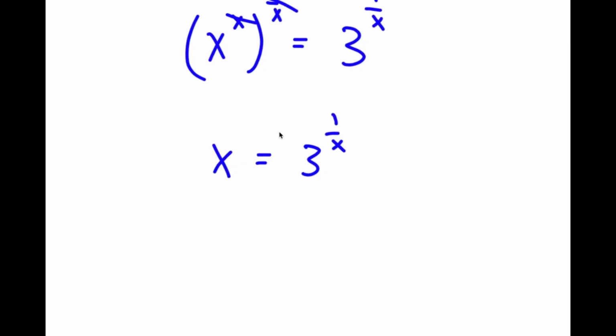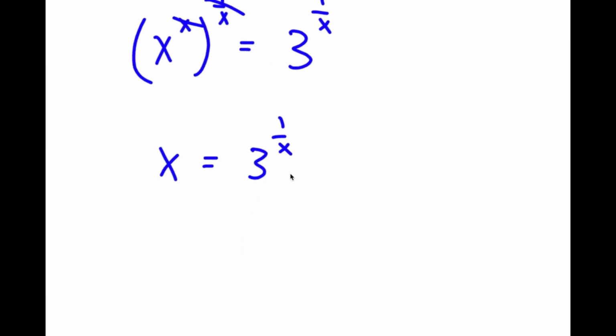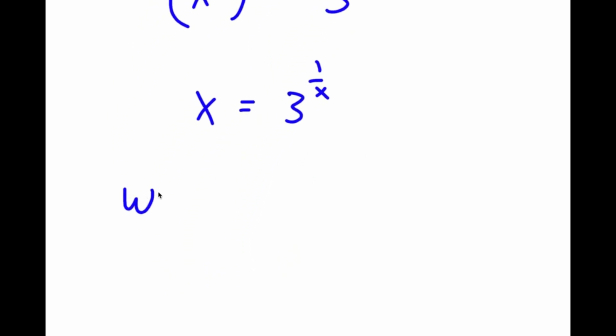Now, if I take the Lambert W function of something in the form x times e to the power of x, this is equal to x. So the Lambert W function basically says if I take the Lambert W function of something in the form x times e to the power of x, that's equal to x. So in this case, I'm going to replace x with the Lambert W function.